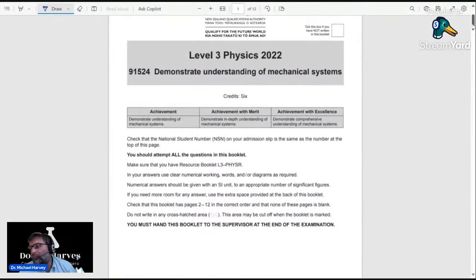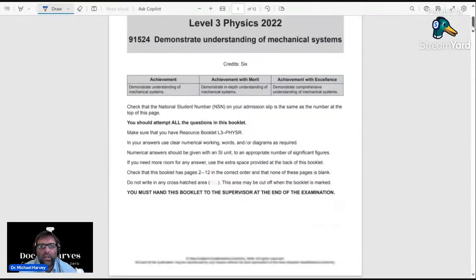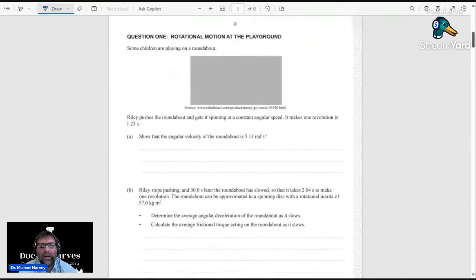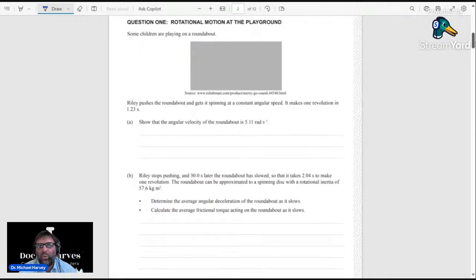So level 3 physics, 2022, 91524, demonstrate an understanding of mechanical systems. Copyright, you don't get another wonderful picture of children playing on a roundabout. But anyway, question 1, rotational motion at the playground. In this case, Riley pushes the roundabout and gets it spinning at a constant angular speed.